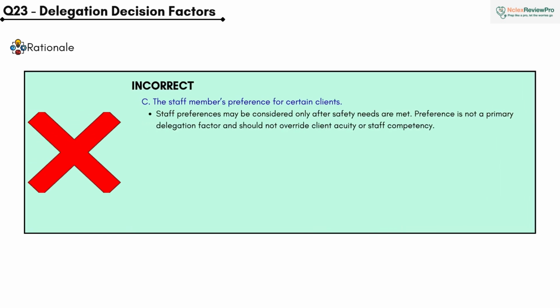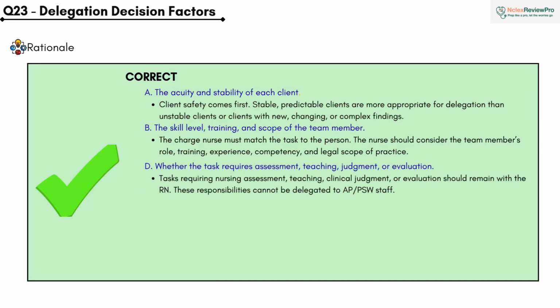For Option C, staff preference is not a correct primary delegation factor. A staff member may prefer certain clients, but preference should never override client acuity, staff competency, or safe assignment. For Option D, whether the task requires assessment, teaching, judgment, or evaluation is correct. These are RN responsibilities. Tasks that require nursing assessment, teaching, clinical judgment, or evaluation should not be delegated to AP or PSW staff.